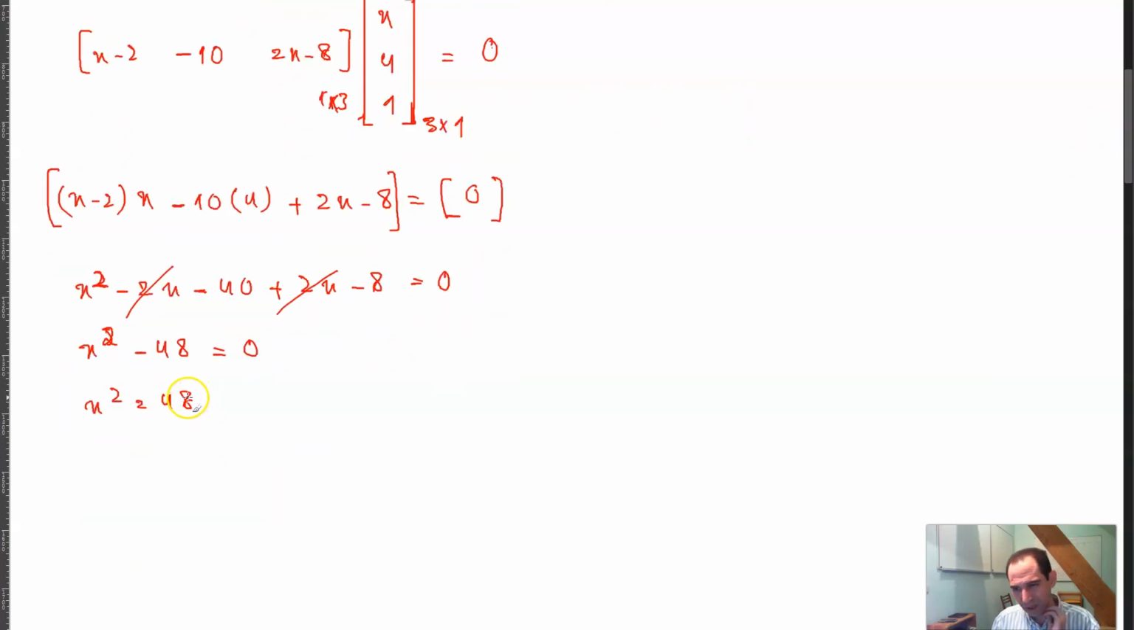48, you can write it as 2 times 24, that you can write as 2 times 12, that you can write as 2 times 6, and that you can write as 2 times 3. So you have basically 2 raised to the power 4. So that means that basically 48 is 2 raised to the power 4 times 3.